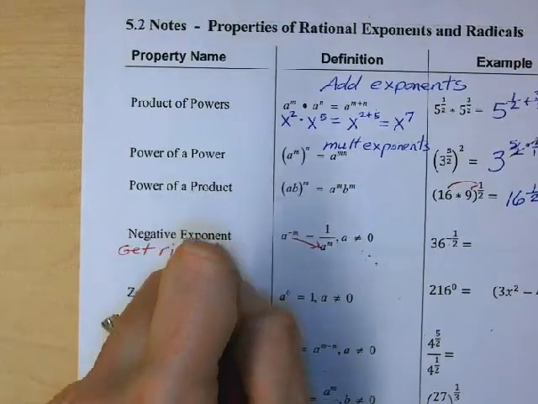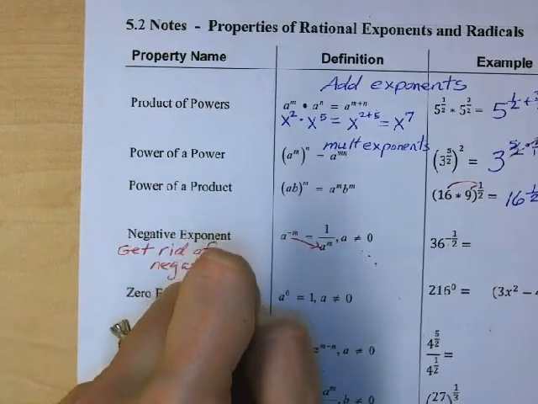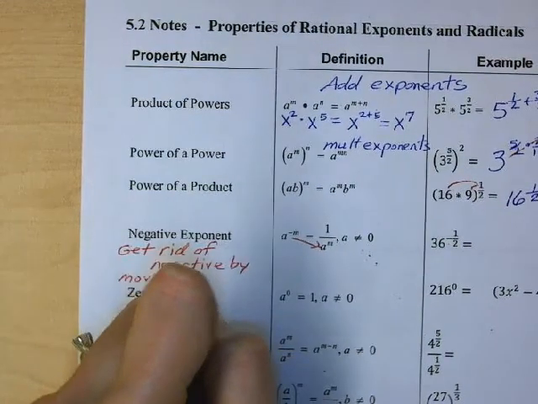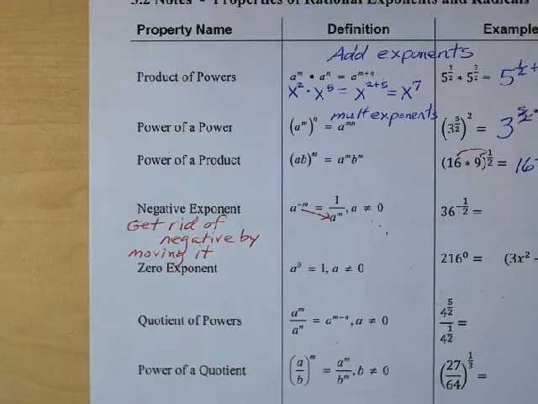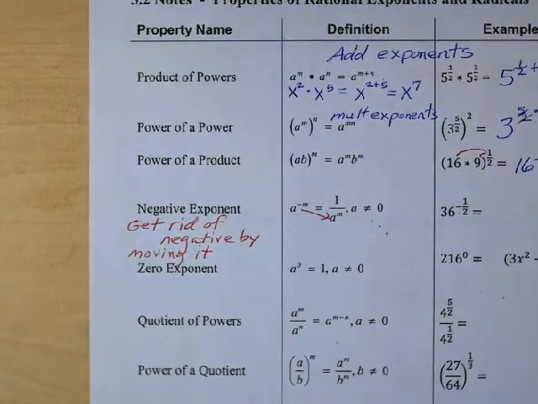Get rid of the negative by moving it. You know, try to make a little note for yourself, because that's the one that seems to trip people up. You just move the location of it. If something's negative, you move it down to the bottom of the fraction. Or if it's already in the bottom of a fraction and it's negative, you can move it back up.